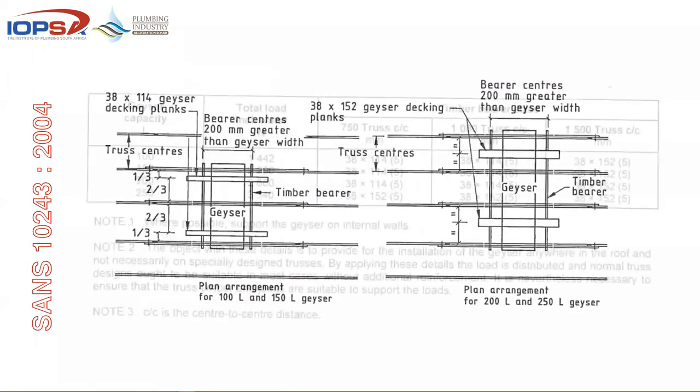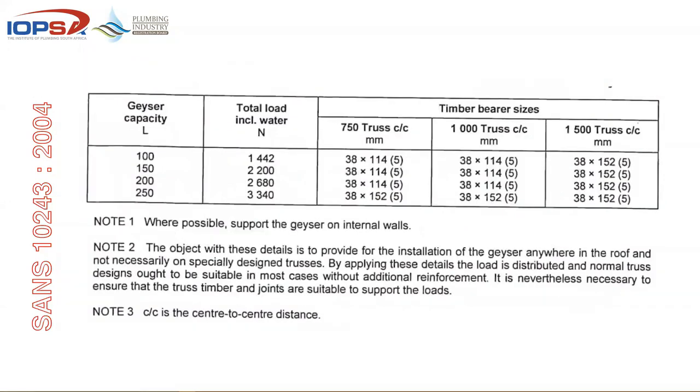And I just want to get to this table here. This is from 10243 of 2004, and we spoke about this table earlier. So you'll see it starts with the geyser capacity, in other words, what geyser you're putting in, and then it tells you what the load is. Then we go to tiles being at 750, 1 meter being your normal 76 by 50 purlins on either light sheet or similar roofing, and then 1500 we go to total lightweight frame. So you can see if we had to put a 150 liter geyser at 750 centers, we need 38 by 114 as your additional support.